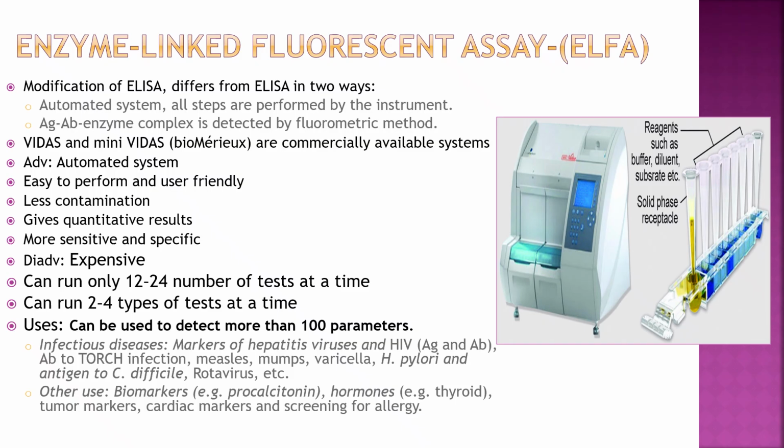Enzyme linked fluorescence assay. It is a modification of ELISA because it is a fully automated system. All steps are performed by the instrument. Antigen antibody enzyme complex is detected by fluorometric method. VIDAS and mini VIDAS are the systems available. Advantage: automated system that is easy, user friendly, less contamination, gives quantitative results, more sensitive and specific. Disadvantage: expensive. Application: infectious diseases, biomarkers like procalcitonin, hormones, tumor markers, cardiac markers, screening of allergy.